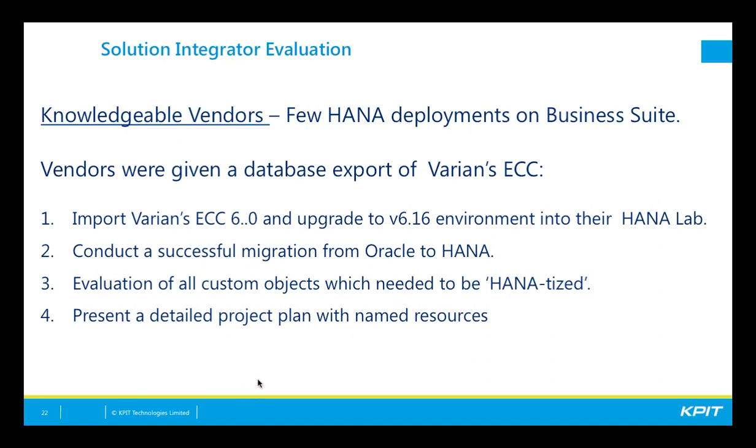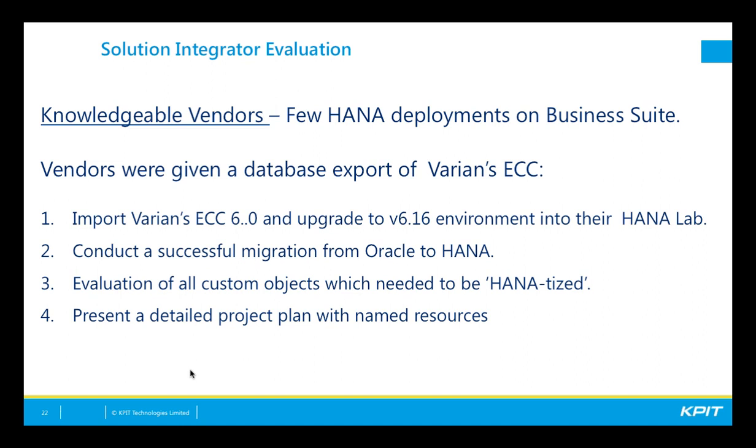What we did was we did a database export of our ECC SAP instance from Oracle. We saved it on a portable hard drive. We gave that to 4 different vendors, and we requested that they take our export, import it into their HANA lab, upgrade that to version 6.16, and then migrate the database from Oracle to HANA.